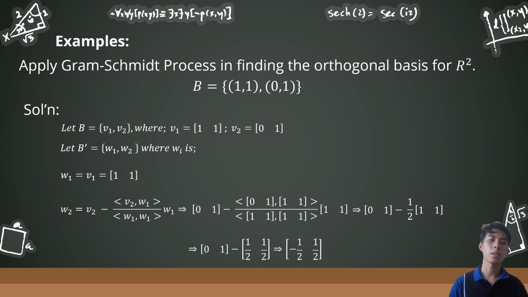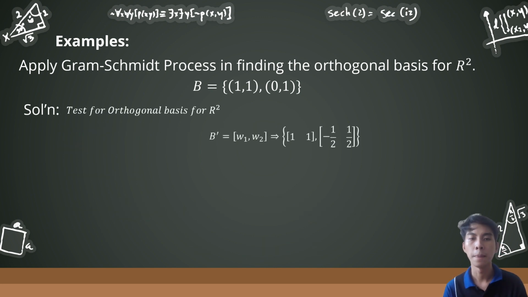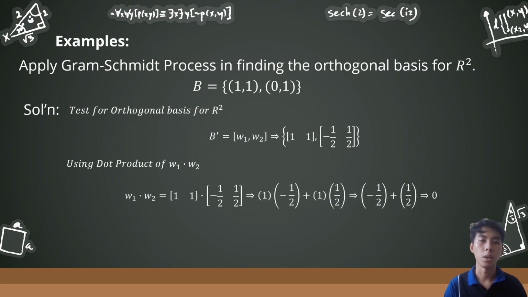So now let's test if these newly accumulated vectors are an orthogonal basis for R2. What is the formula that we need to use in testing if it is an orthogonal basis for R2? We need to use the dot product of w sub 1 and w sub 2, which is the dot product of the two newly accumulated vectors, w sub 1 and w sub 2.